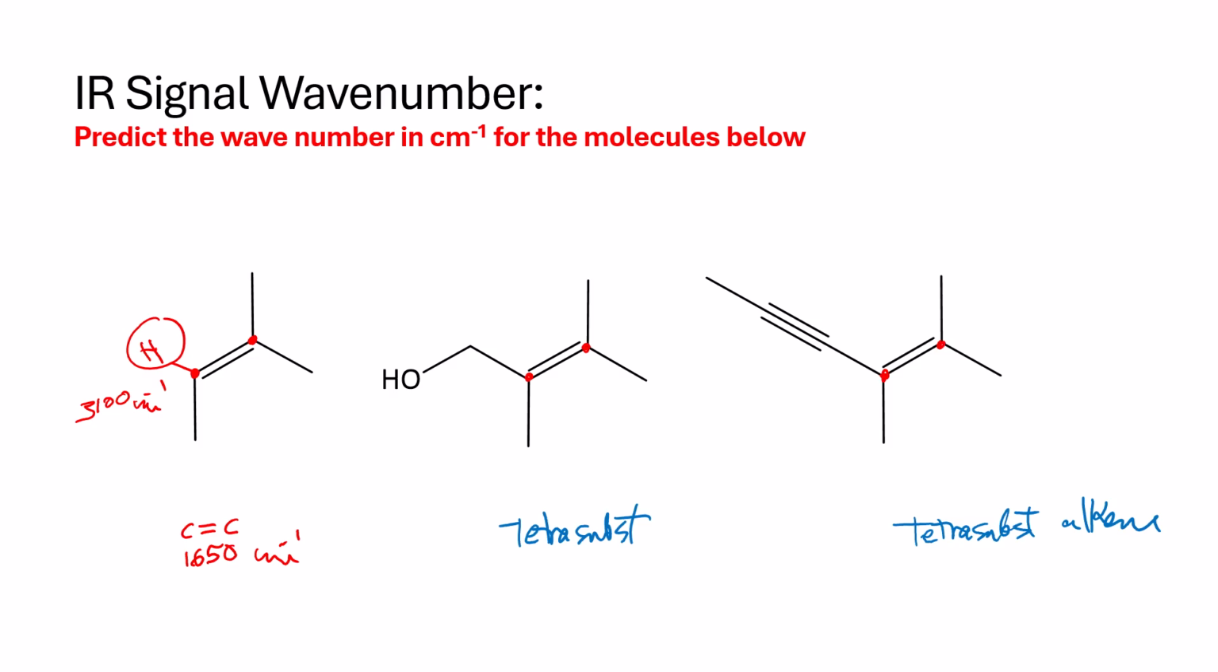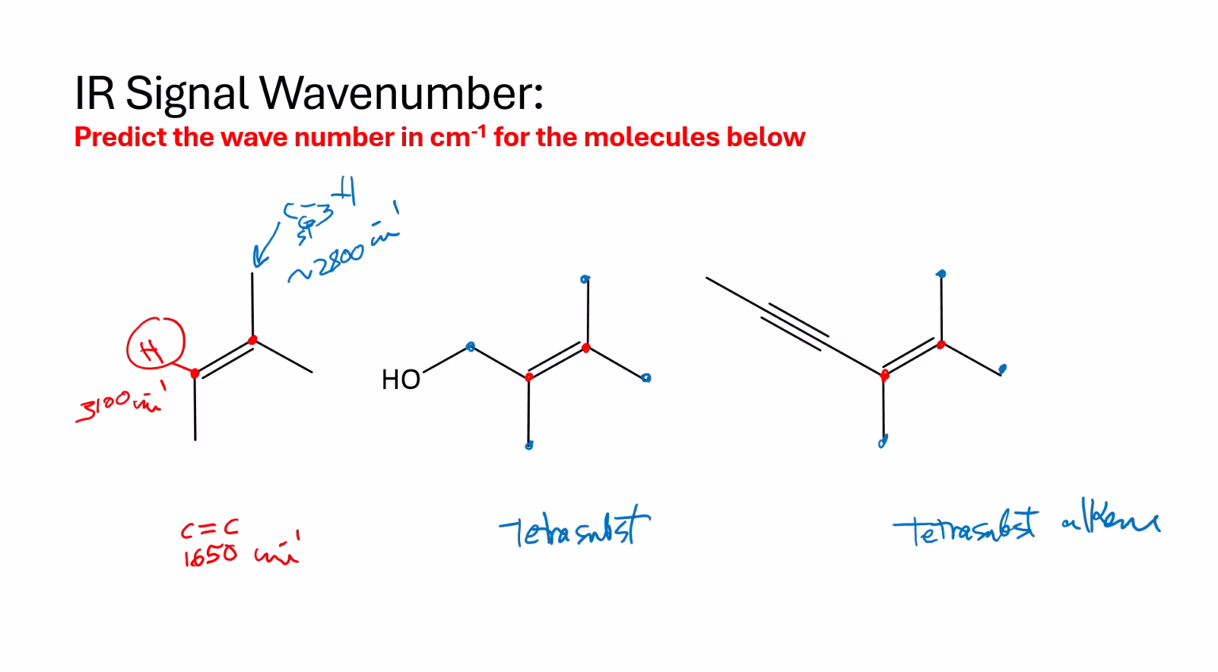Other than that, these are the most important signals. Other than that, we will have, of course, signals due to carbon sp3 hybridized attached to hydrogen, and these are at about 2800. But these are present here. This is a carbon sp3, so that is present in all these molecules as well. So we said the carbon-carbon double bond is present in the three. The carbon sp3 hydrogen is also in the three molecules.